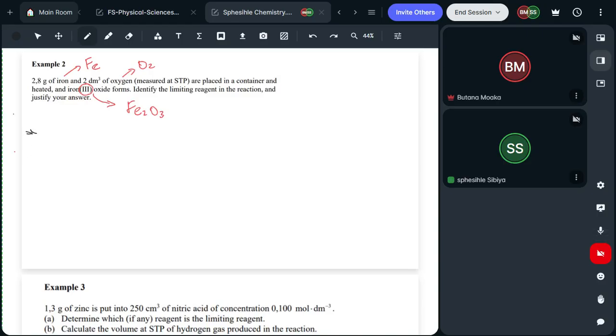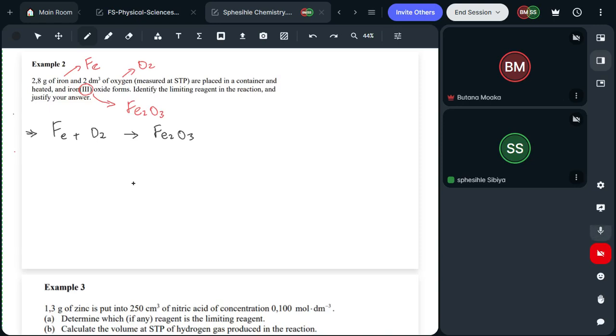So now I need to first start with the balanced equation. We have Fe, which is iron, and it reacts with oxygen, and the product formed is Fe2O3. By looking at this, we have a problem. This equation is not balanced. In the products, we have 3 oxygens, in the reactants we have 2 oxygens. In the products we have 2 Fe, on the reactants we have 1 Fe. So we need to balance the equation.